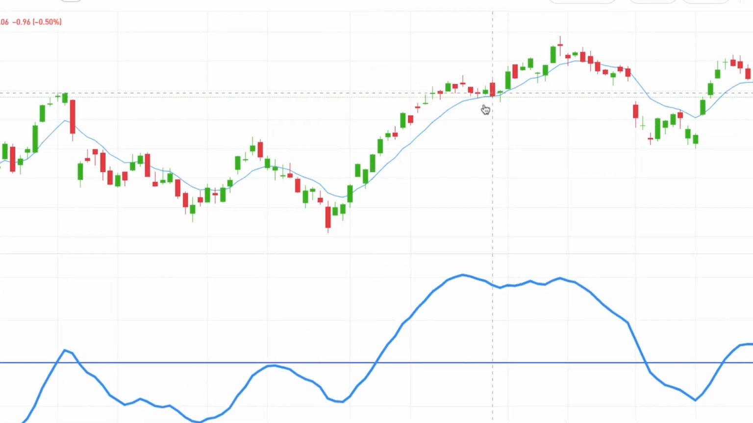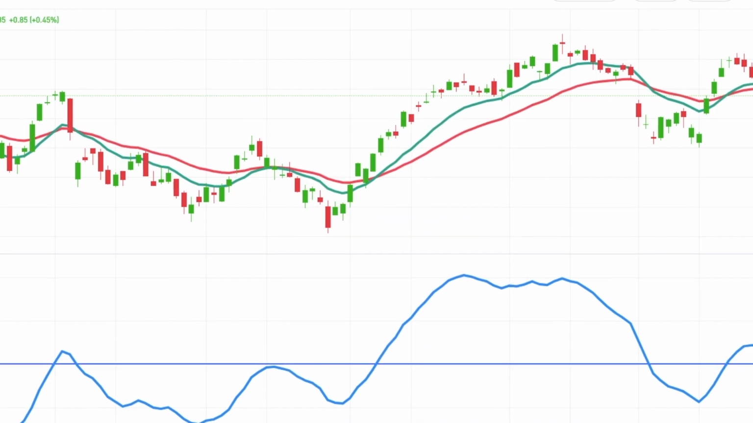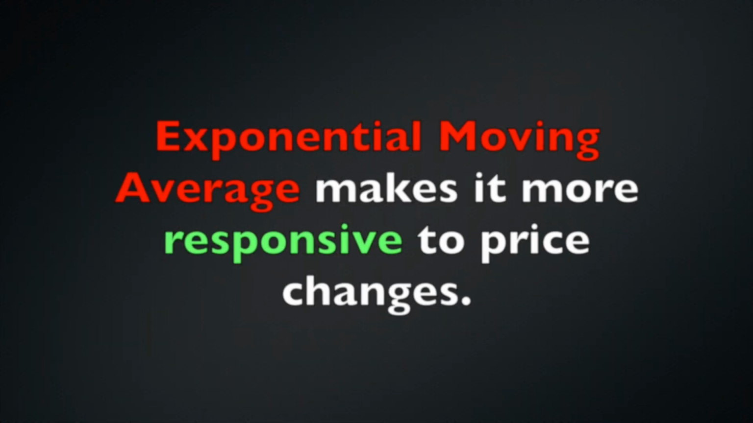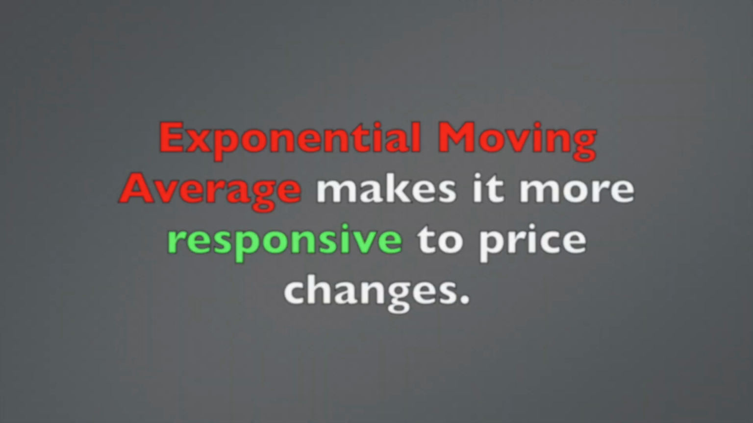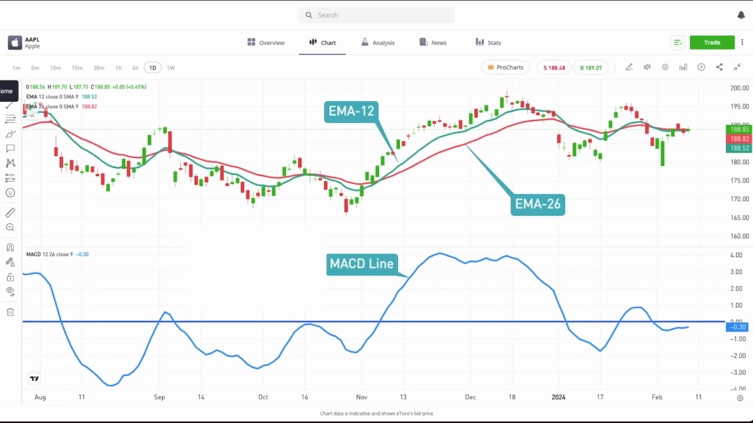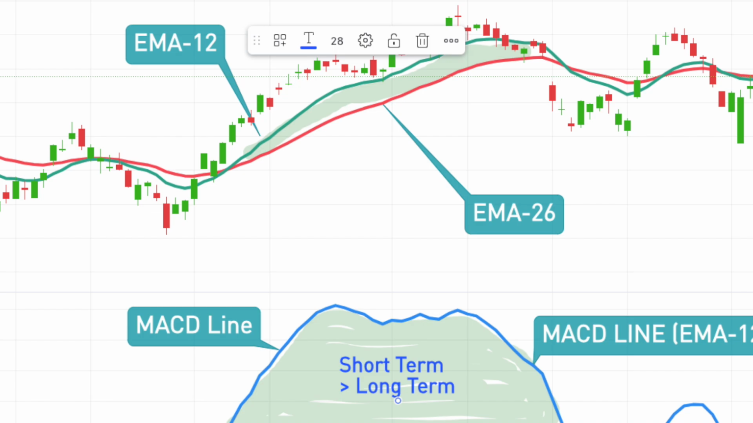Just for the ease of telling them apart, I've used green color for the 12-period and red color for the 26-period average. By using exponential moving average instead of simple moving average, our chart will be more responsive to price changes and hence provide a better signal for change in price momentum. By looking at the 3 lines together, we can easily see that the MACD line is nothing more than an indication of where the 12-period average is with reference to the 26-period average. When the MACD line is in the positive zone, it means that at this moment, the short-term average is ahead of the long-term average.